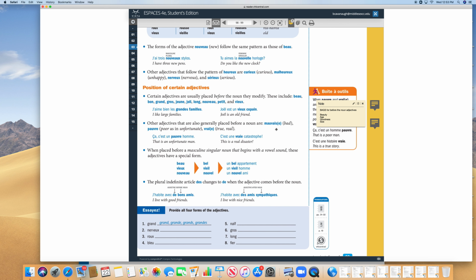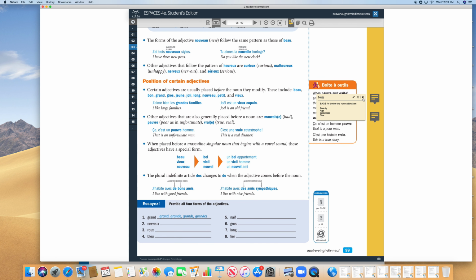And then you have, oh my goodness, one further exception where just these three words, you change it to sound like feminine before a masculine noun, singular, that begins with a vowel. It doesn't sound good to say un beau appartement. Since it begins with a vowel, they want you to change it over. Un bel appartement. Un vieil homme. Un nouvel ami. You can bet that you are going to see these three words. All right. Voilà, je vais arrêter la vidéo.